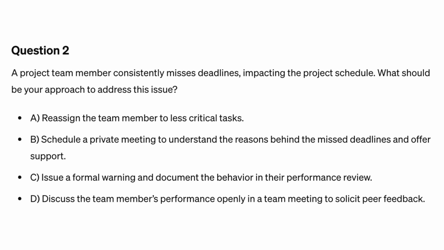A. Reassign the team member to less critical tasks. B. Schedule a private meeting to understand the reasons behind the missed deadlines and offer support. C. Issue a formal warning and document the behavior in their performance review. D. Discuss the team member's performance openly in a team meeting to solicit peer feedback.